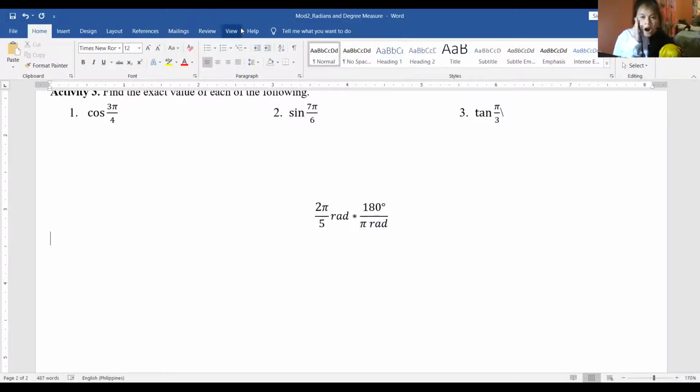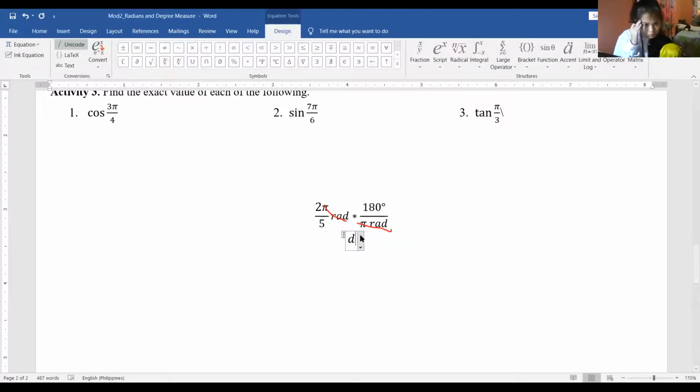Cancel the pi and the radian. So in this frame, you can cancel the pi and the radian. So your solution will go with 2 times 180 degrees over 5. Simply plug into your calculator, 2 times 180 divided by 5, and you'll get the answer 72 degrees. As easy as that.